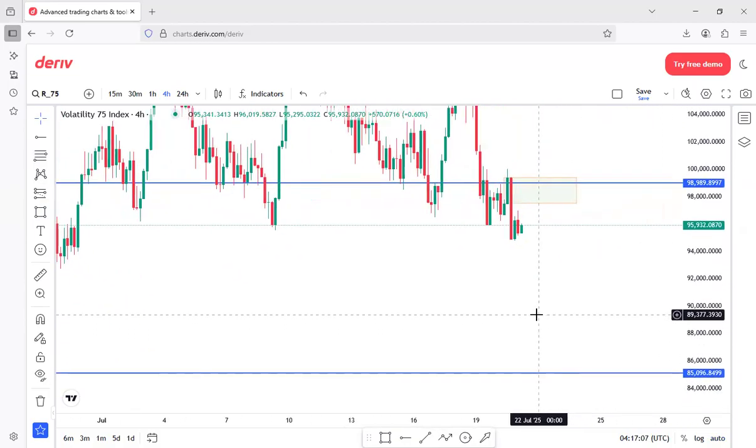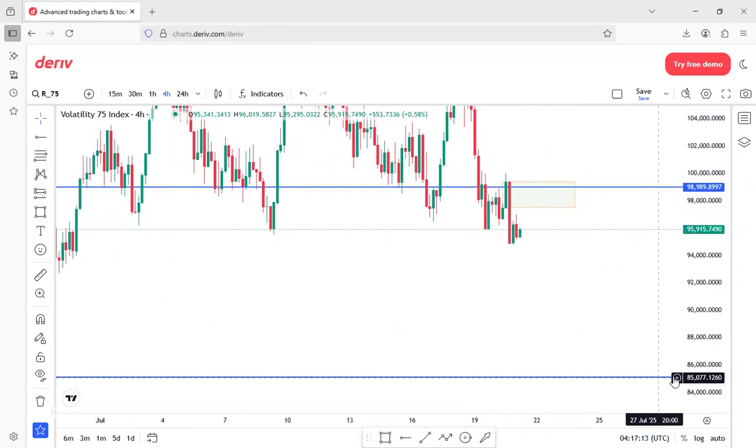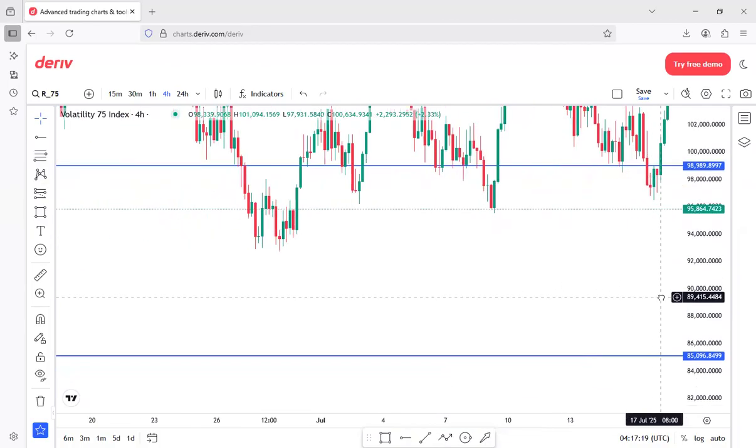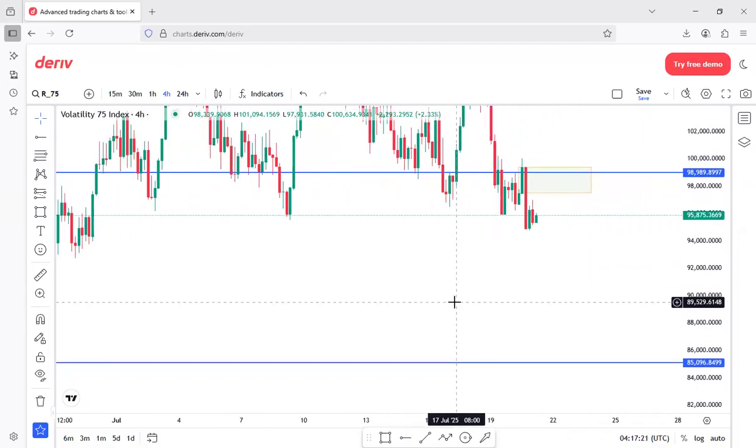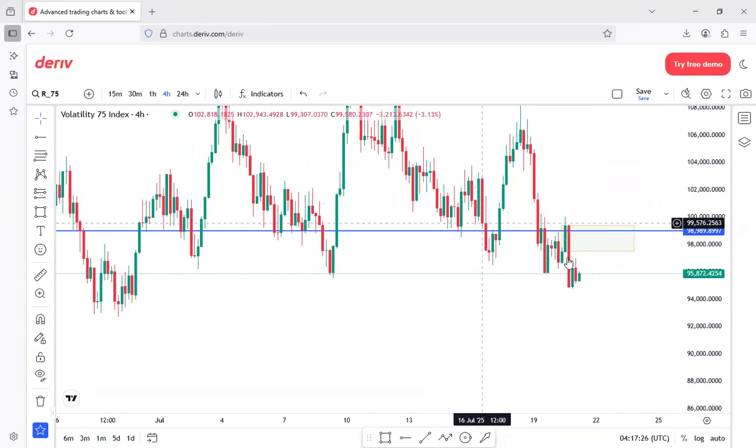They are going to push down more, down to this particular low. So look for a selling opportunity that will take you all the way to 85096.8499. You can see it here. So this is the zone that price will get to, and then there will be a massive push to the upside.